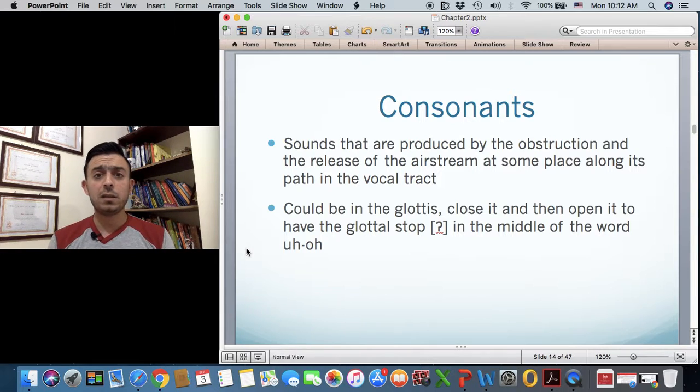So again, stopping the air can be anywhere. For example, if we stop the air at the glottis, we will end up making a glottal stop, like the sound in the word oh. So when I say oh, the air stopped right here, and then I let it go, and then I made this magical sound of the glottal stop.